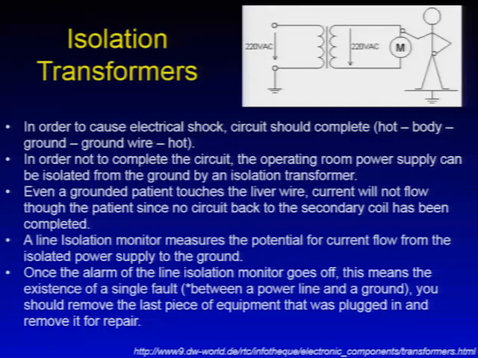The line isolation monitor measures the potential of the current flow from the isolated power supply to the ground. Once the alarm of the line isolation monitor goes off in your OR room, this means that you have the existence of a single fault between the power line and the ground. So when that happens, you should remove the last piece of equipment that was plugged in, unplug it, and return it for repair.